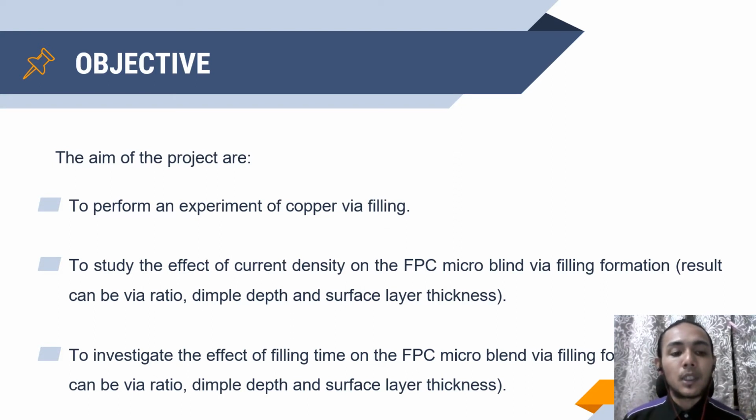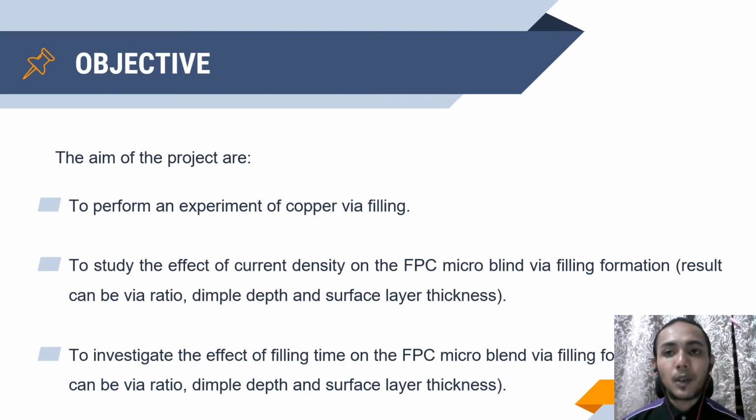Second objective is to study the effect of current density on the FPC microblind via filling formation. The result can be via ratio, nipple depth, and surface layer thickness. Third objective is to investigate the effect of filling time on the FPC microblind via filling formation. The result also can be via ratio, nipple depth, and surface layer thickness. To study the effect, we need to do the testing.